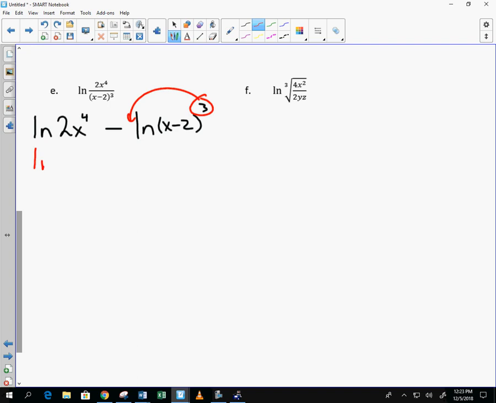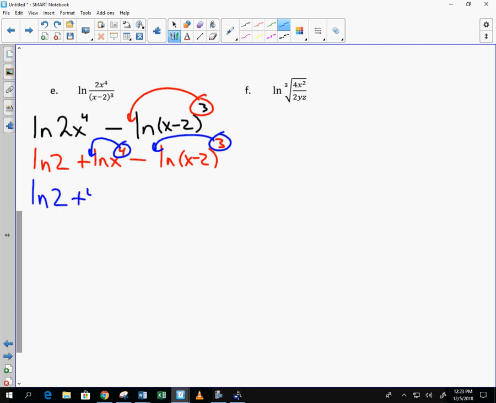The natural log of 2 plus the natural log of x to the 4th minus the natural log of x minus 2 to the 3rd. Now you can move the 3 out front. Now you can move the 4 out front because, as you can see, the 2 is not being taken to the 4th power. So the most common mistake is that people would put the 4 in front of the natural log of 2. We have the natural log of 2 plus 4 natural log of x minus 3 natural log of x minus 2.